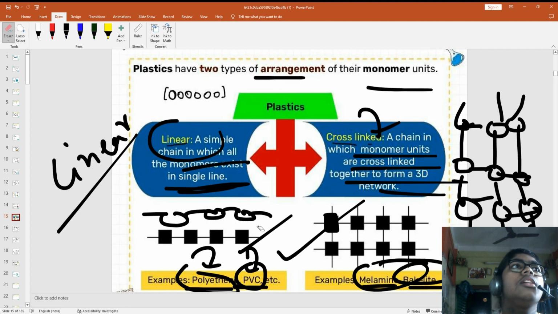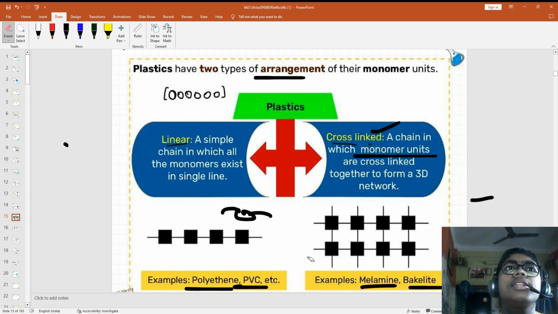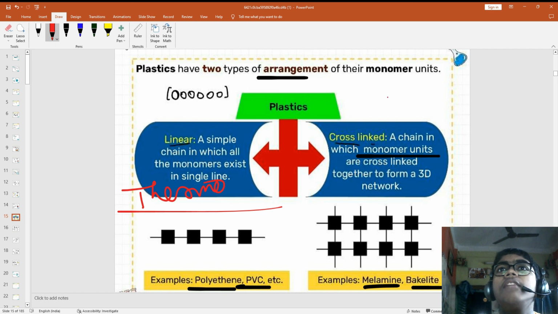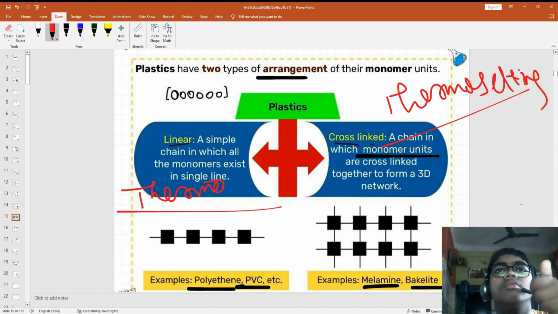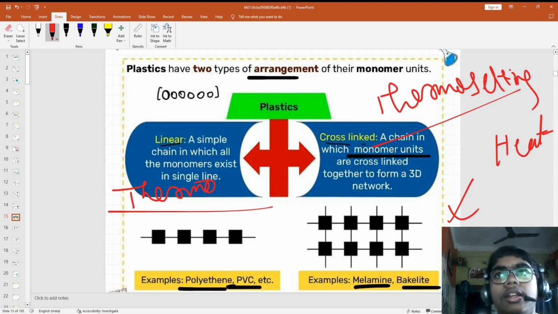Now tell me which arrangement will be suitable for thermoplastic and thermosetting plastic. Tell me first. Yes, very good. Thermoplastic is the linear one, and thermosetting plastic is the cross-linked one. Very, very good. Because see, even on heating it does not deform.